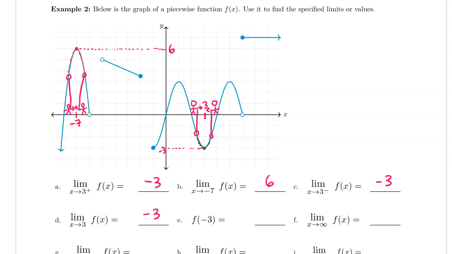Okay, so for part E, we are asked to evaluate f of -3. Notice that this is not a limit. It's just asking what is the y value when we plug in x equals -3. So here's -1, -2, -3. If I go up, that y value is 4.